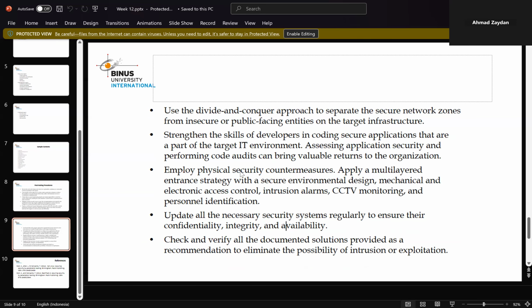Use the divide and conquer approach to separate the secure network zones from insecure or public-facing entities on the target infrastructure. Strengthen the skills of developers in coding secure applications that are part of the target IT environment. Employ physical security countermeasures. Update all necessary security systems regularly and check and verify all documented solutions provided as recommendations to eliminate the possibility of intrusion or exploitation.